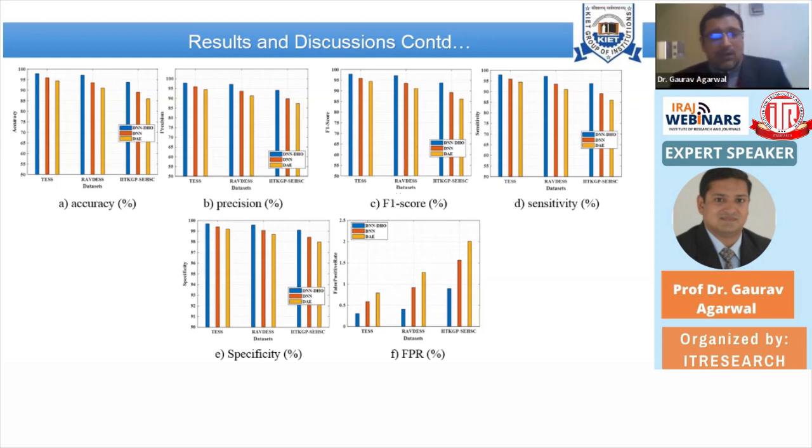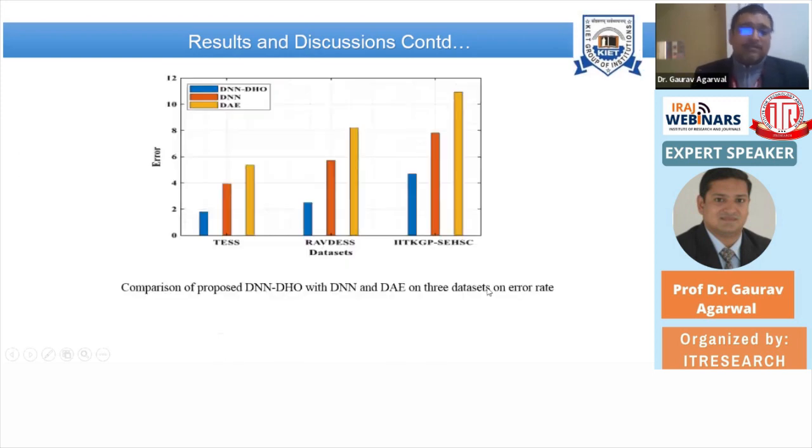If I talk about the F1 score, it can be calculated as twice the true positive divided by twice the true positive plus false positive plus false negative. I can say the F1 score is the harmonic mean of the recall and the precision. In the same fashion, we can calculate the value of each performance measure, whether it is accuracy, F1 score, sensitivity, or FPR, the false positive rate.